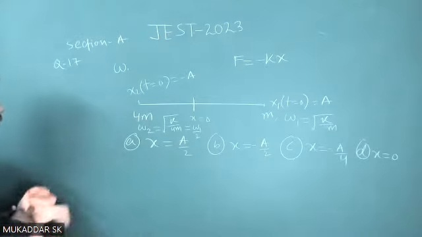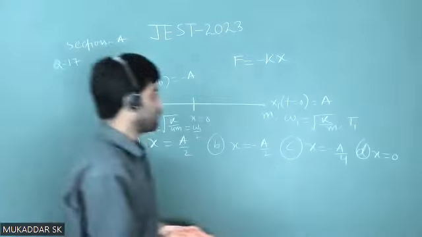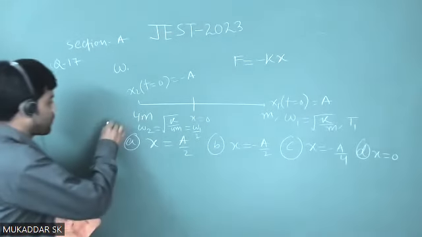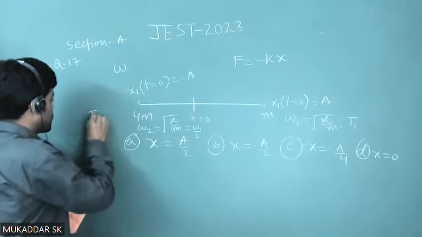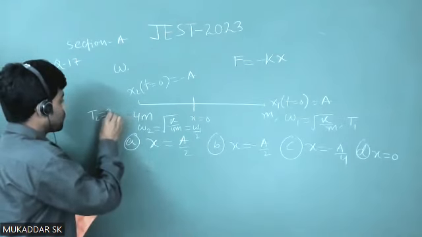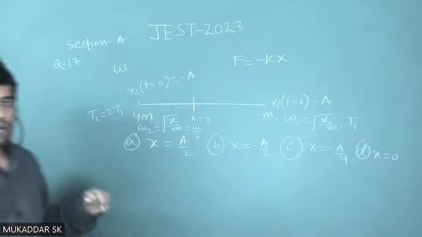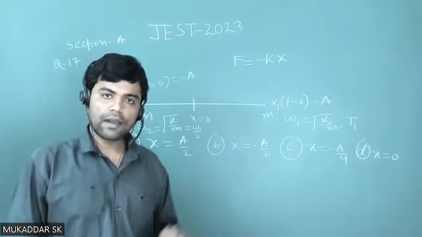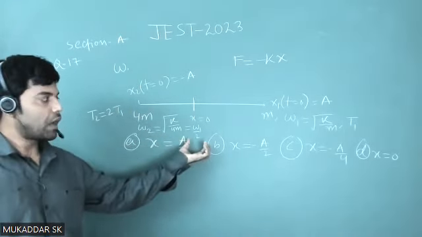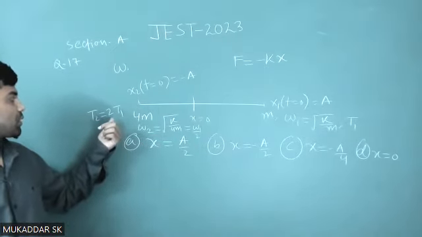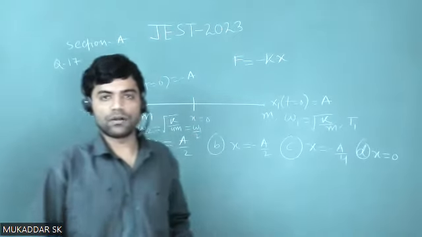It means if the time period of oscillation of mass m is t1, then the time period of oscillation of the 4m mass will be t2, and t2 will be equal to twice t1, because there is an inverse relationship between time period and angular frequency. Since omega 2 is half of omega 1, obviously the time period of oscillation of the 4m mass will be twice the time period of oscillation of the m mass.